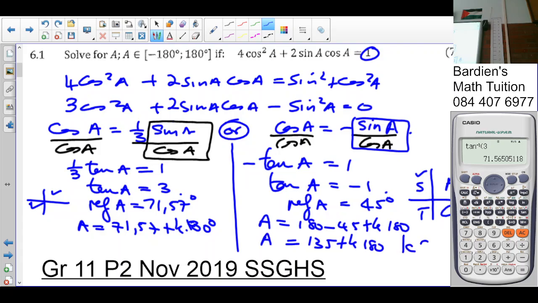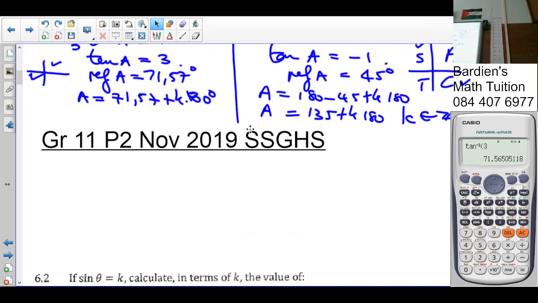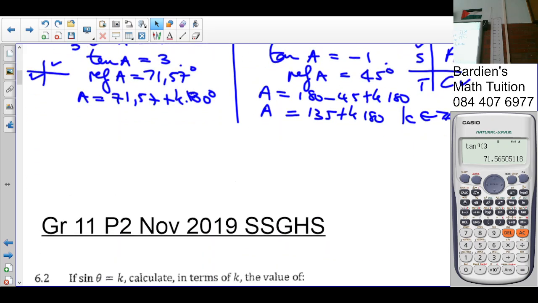Where k is an element of the integers. But people, there's a restricted domain. It's from negative 180 to 180. You must take that into account. Okay, so what do I say? Theta, A is an element of... what I do is I put 0 in first. Put 0 in here, and then get 71,5.